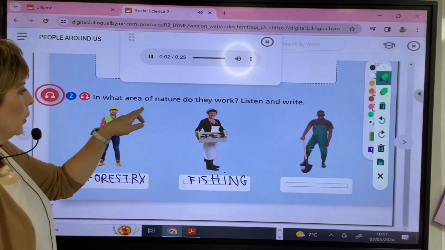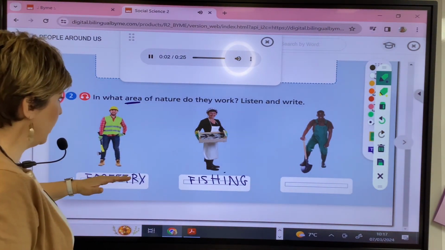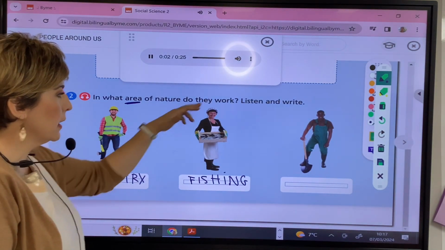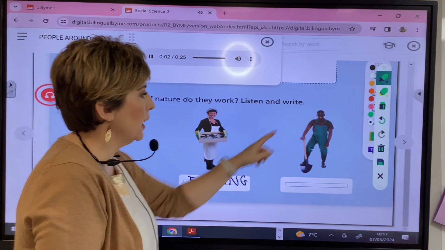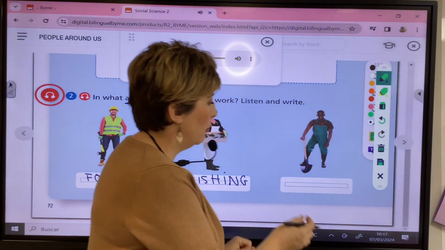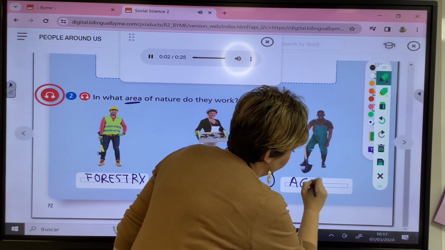So, in which area of nature do they work? Forestry, he cuts down trees. Fishing, she goes fishing, and he plants. So this is agriculture.